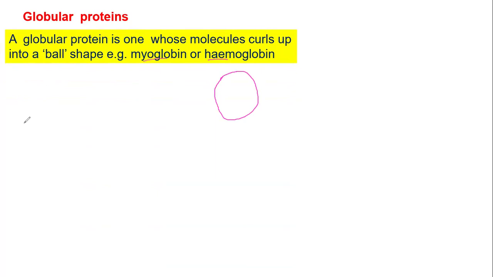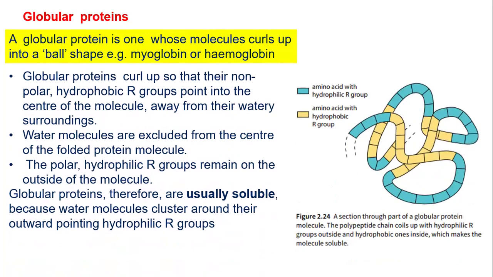Now, when you are told to describe a globular protein, remember it is spherical in shape, or you can simply say it is a protein whose polypeptides curl up into a ball-like shape or a spherical shape. Go ahead and mention how these polypeptide chains curl up. The amino acids that make up the polypeptides are arranged in a way that the hydrophilic amino acids are going to be on the outside.